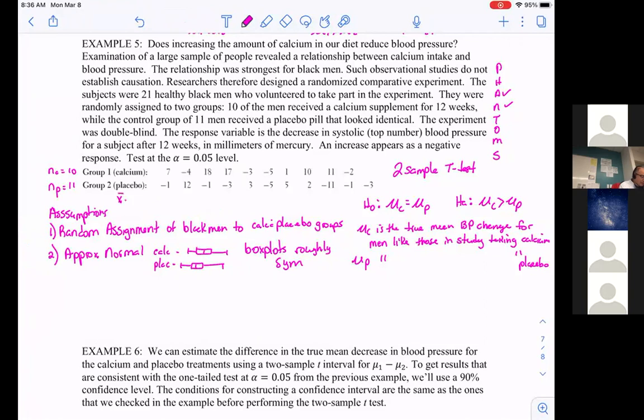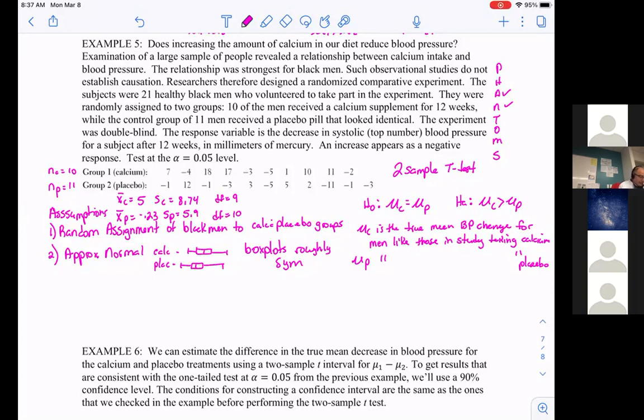We have the mean of my calcium group, which is going to be 5. The standard deviation of my calcium group is going to be 8.74. And the degrees of freedom is going to be 9. In my placebo group, that mean turned out to be a negative 0.23. The standard deviation of my placebo group turned out to be 5.9, and it had a degree of freedom of 10.